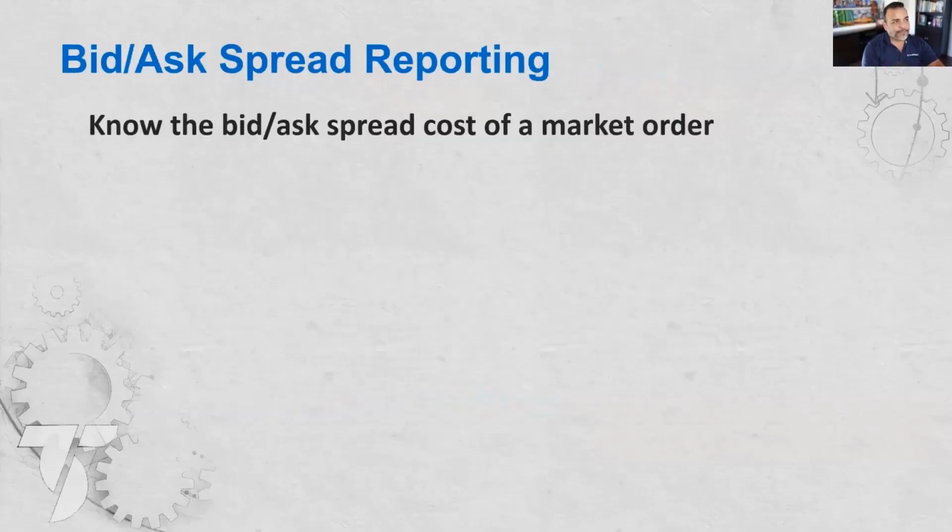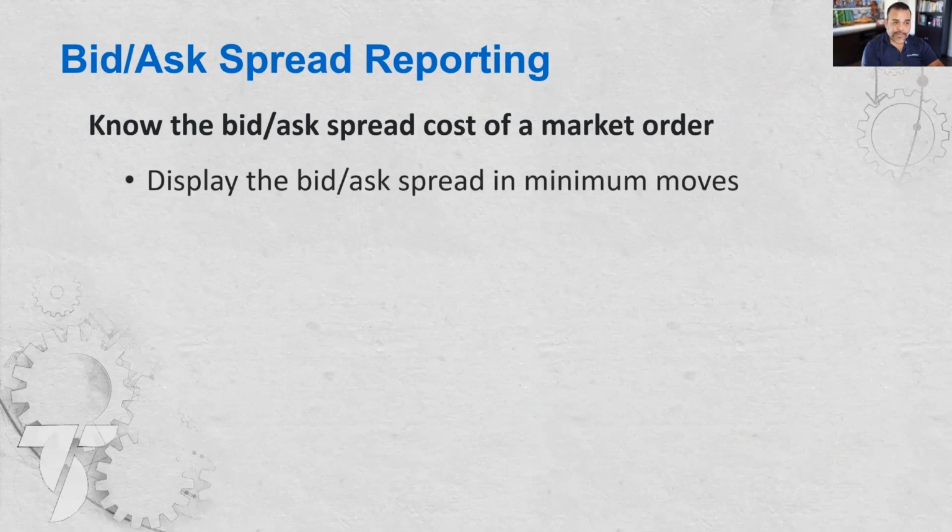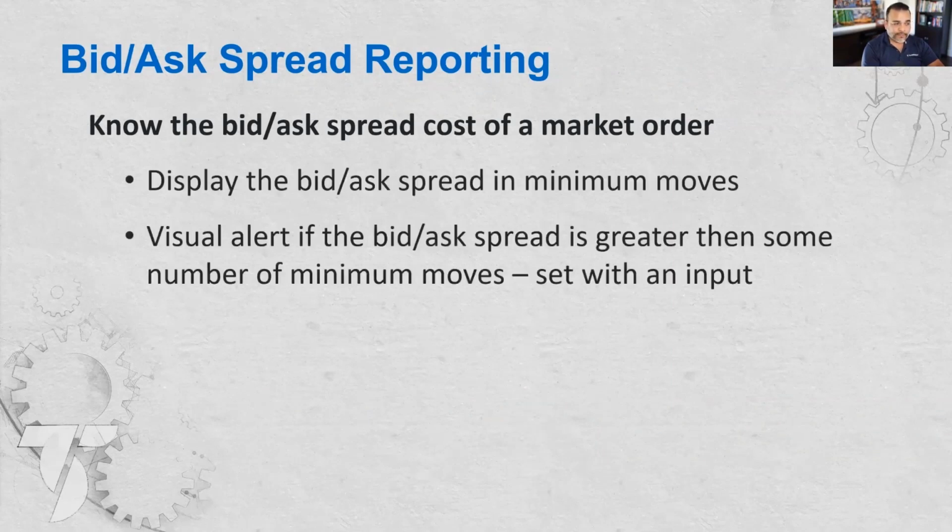Bid-ask spread reporting. Know the bid-ask spread for the cost of a market order. So display the bid-ask spread in minimum moves, with a visual alert that the bid-ask spread is greater than some number of minimum moves. You know, for most of the futures contracts, when they're actively traded, the spread is going to be 1 or 2 ticks, no more than that. But when you look at expirations that are further out or commodities that are not as traded as others, then you start seeing a wider spread.